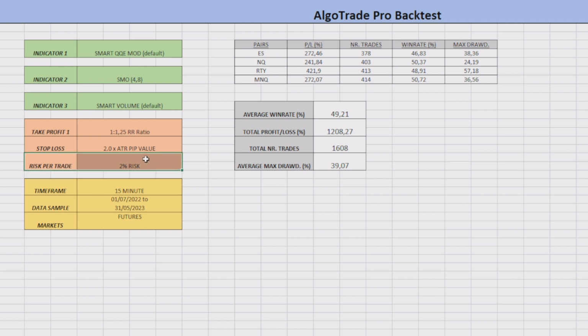but keep in mind that by changing the risk per trade, you can decrease this stat. For example, if you use a 1% risk per trade, you would get a profit of 600% with an average drawdown of 20%, which is more acceptable.